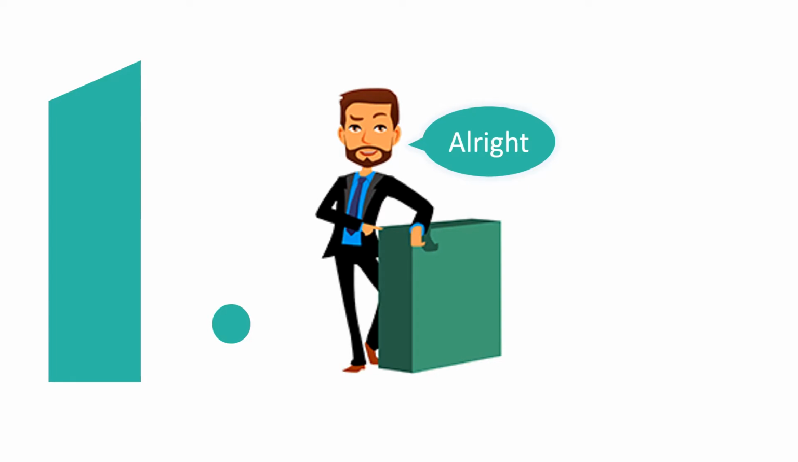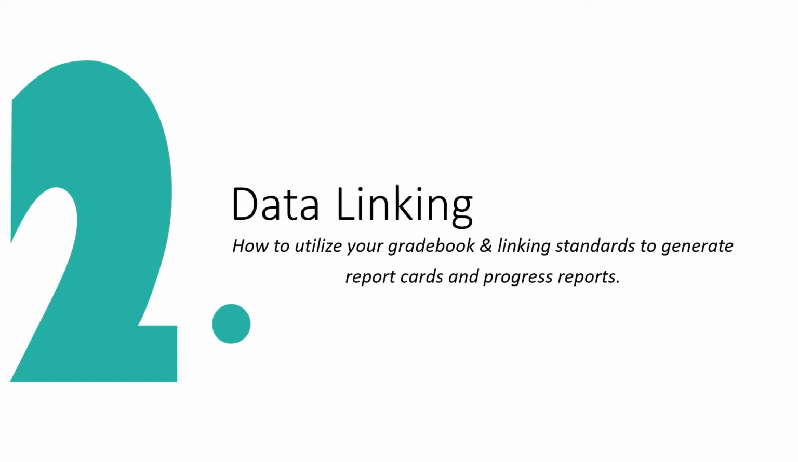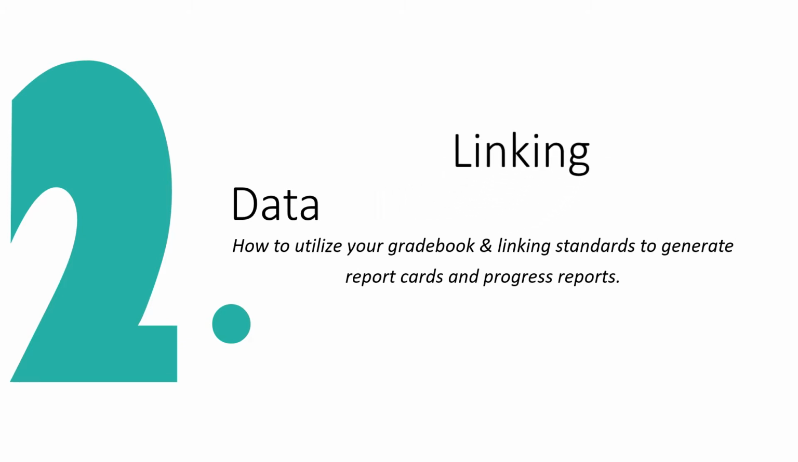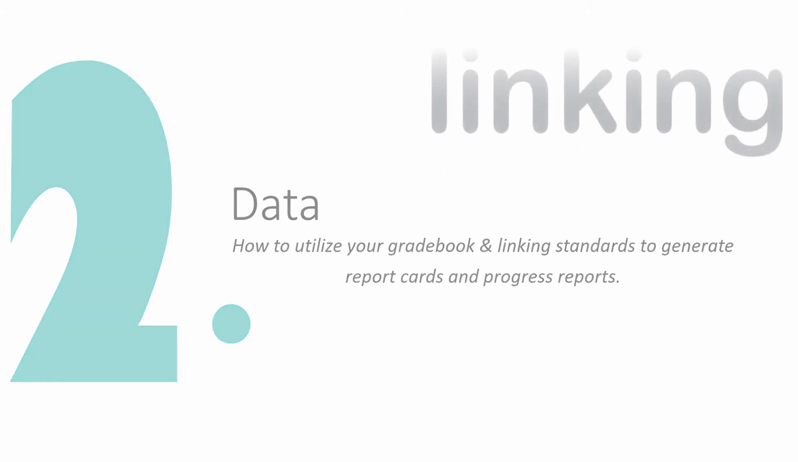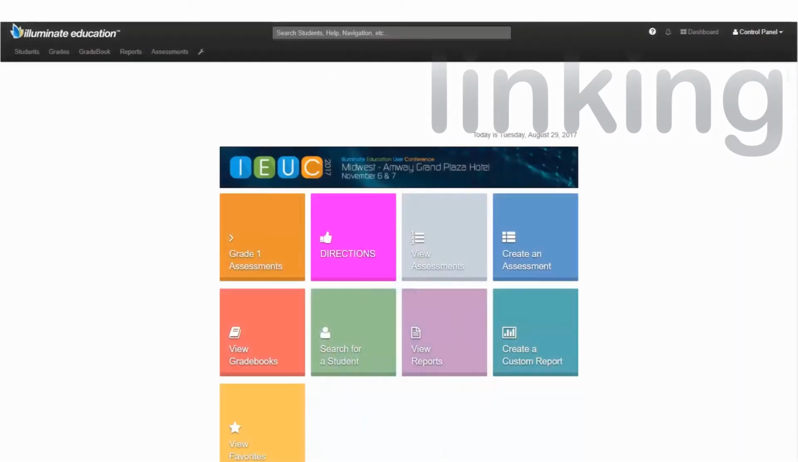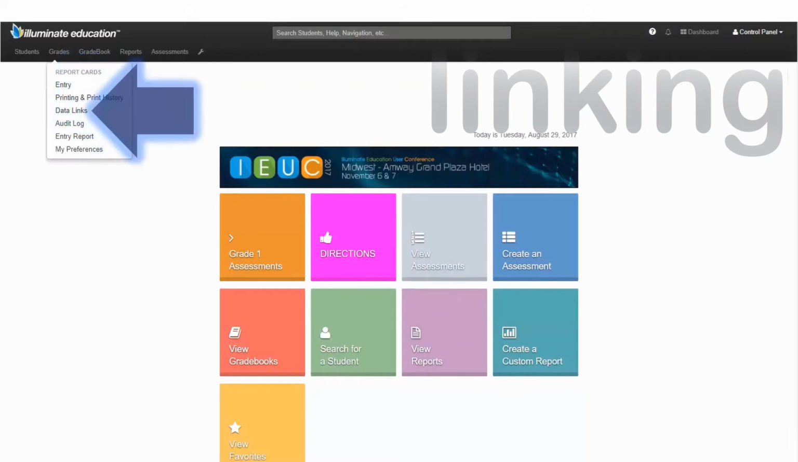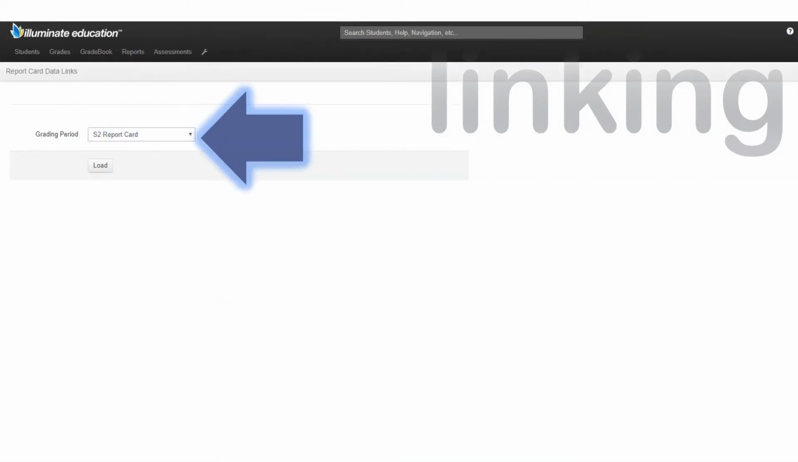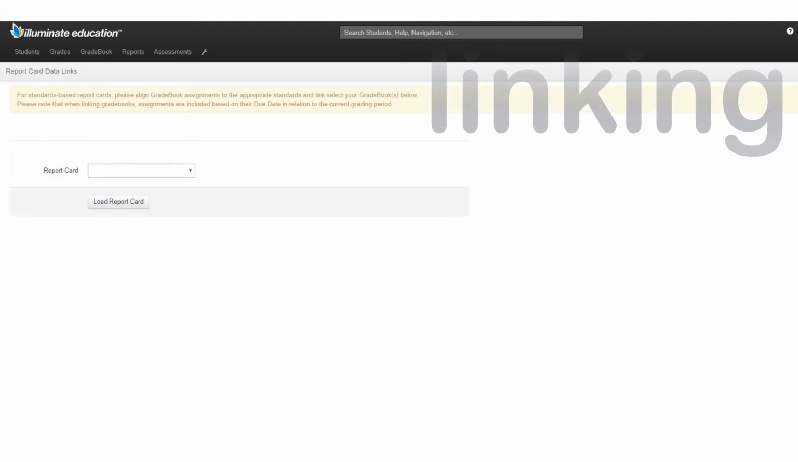Great. The second step is data linking. This is how standards from your gradebook are linked to the report card or progress report items. To do this, we will need to log into Illuminate. In Illuminate, click Grades in the top banner, and then select Data Links from the list of options. Select the appropriate grading period and then click Load. Then select the corresponding report card or progress report and click Load Report Card.